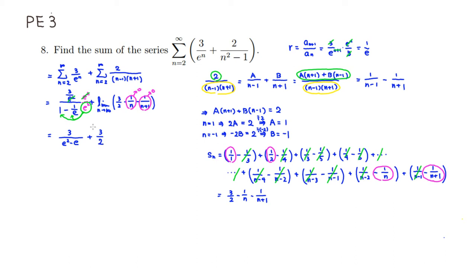So this is the infinite sum for the telescoping series. Therefore, this is the sum of the given series. Alright, that's it. I hope that this was clear.